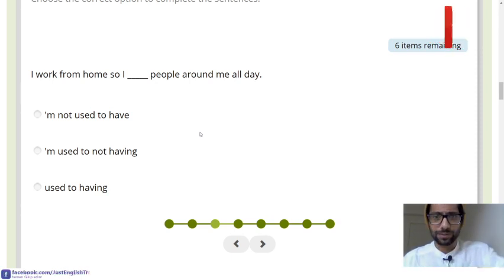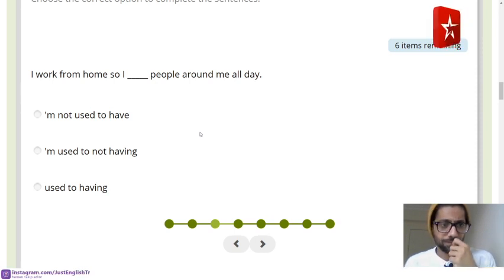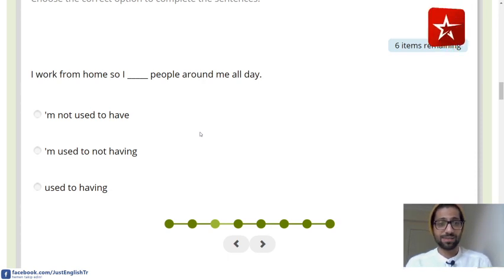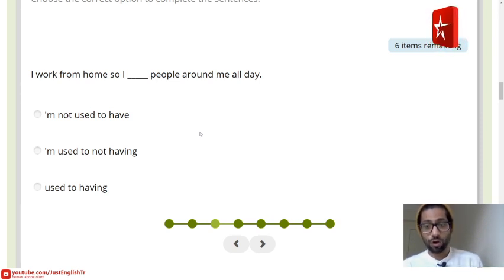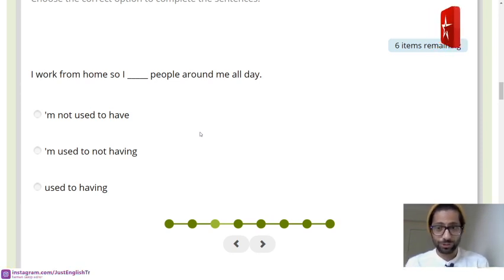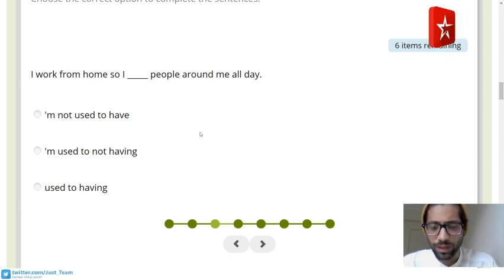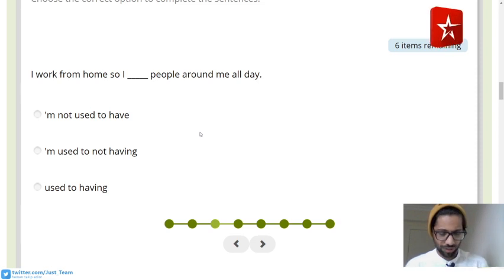Moving forward, I work from home, so blank people around me all day. What will we write here, guys? This is about familiarity. This is about being familiar or accustomed. We're not talking about something that happened in the past and no longer. So what are we using? Which one? Come on, where are your answers, people?